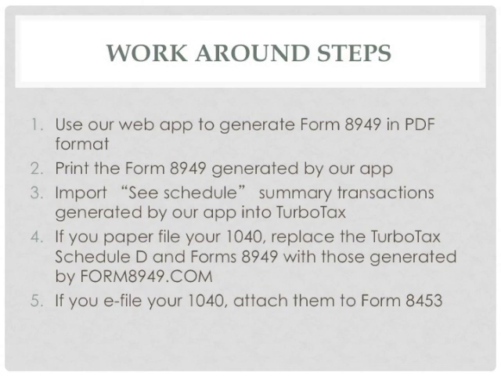If you are paper filing your return, replace the Form 8949 generated by TurboTax with the one generated by our program. If you are electronically filing, attach the Schedule D and Form 8949 we generate to Form 8453 and mail the papers to the Austin Processing Center listed in the instructions to Form 8453. It's just that easy.